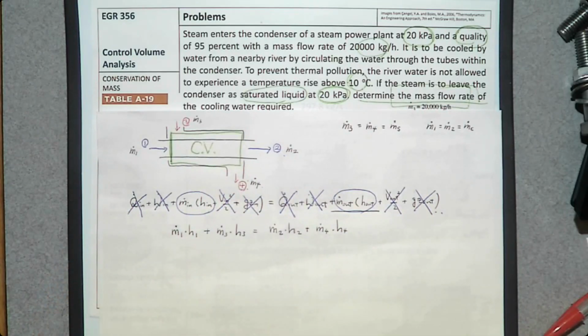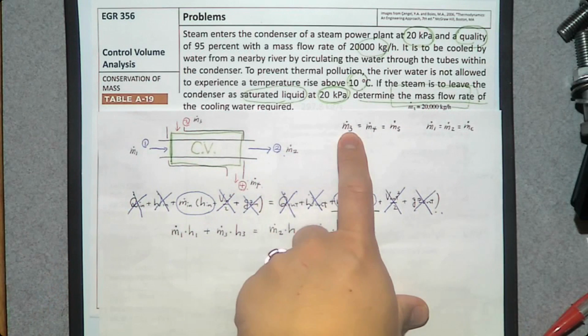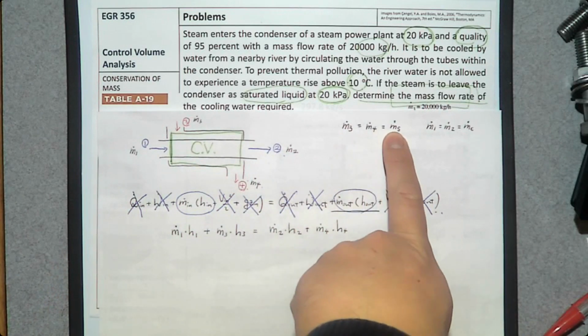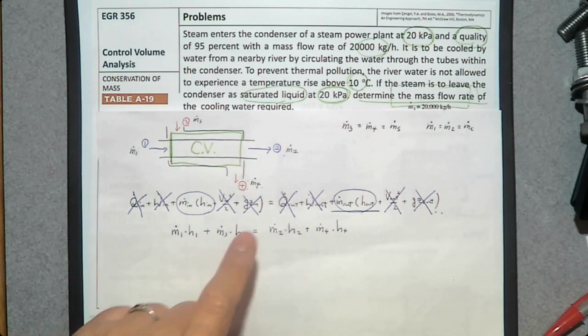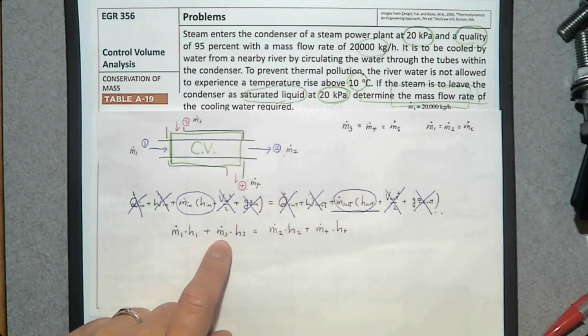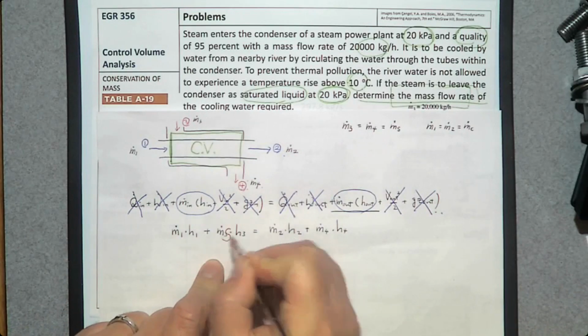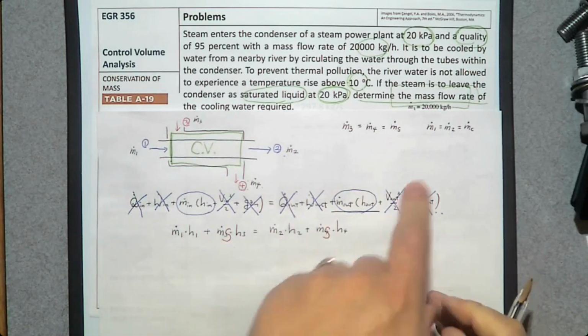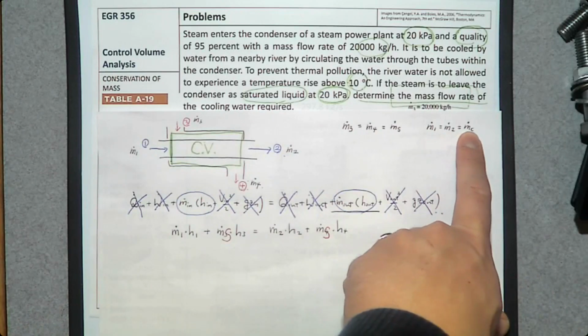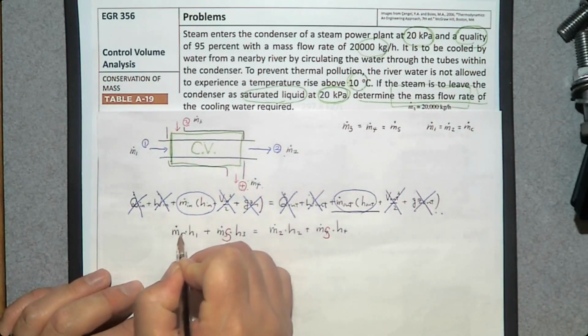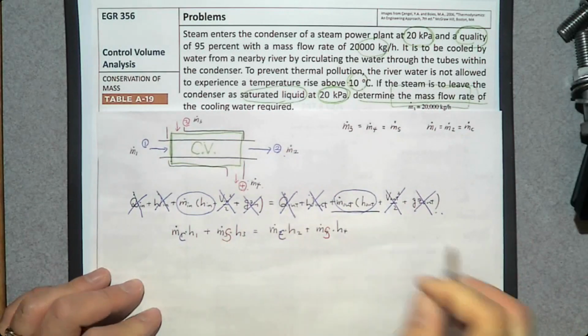Now, how many variables are in this equation? 1, 2, 3, 4, 5, 6, 7, 8. Are we happy? No, these are too many. So let's use these energy balance and mass balance equations to minimize the number of variables. How can we do that? m dot number 3, m dot number 4, they are just m dot of S. Number 3, this is just m dot of S. Number 4, m dot of S. What about number 1 and number 2? They are just m dot of C, m dot of coolant, the cooling water.